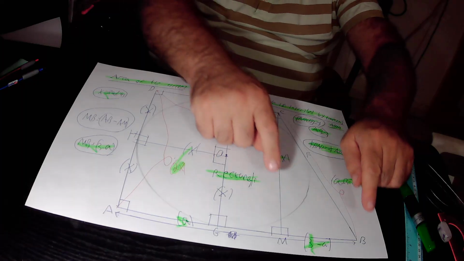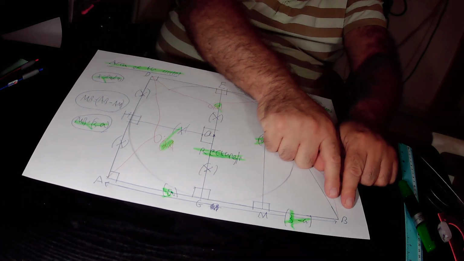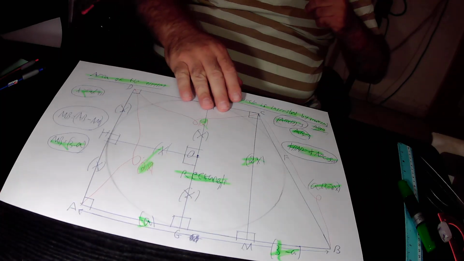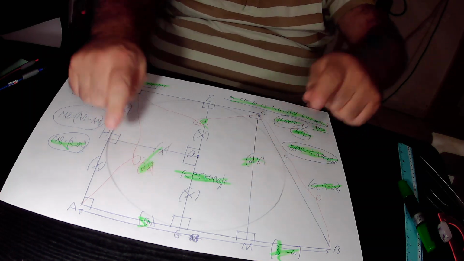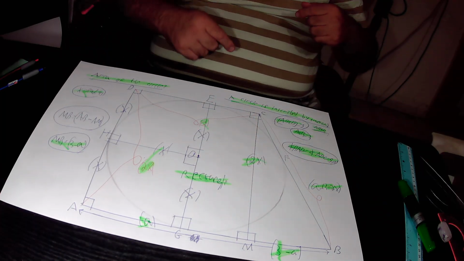What is the length of this missing side MB? MB equals AB, this is 3, minus AM, this is a. So in total, MB equals AB minus AM, that is 3 minus a in its length.